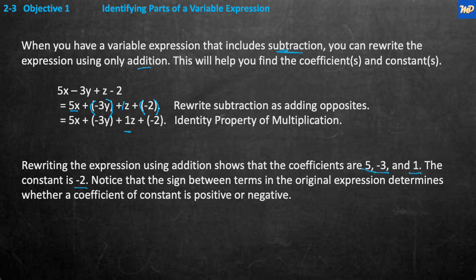When it said minus 2, you could have thought, oh, there's a positive 2, I'm just subtracting it. Well, it's really plus a negative 2, and that's what they've shown here. Notice that the sign between the terms in the original expression determines whether the coefficient or constant is positive or negative.